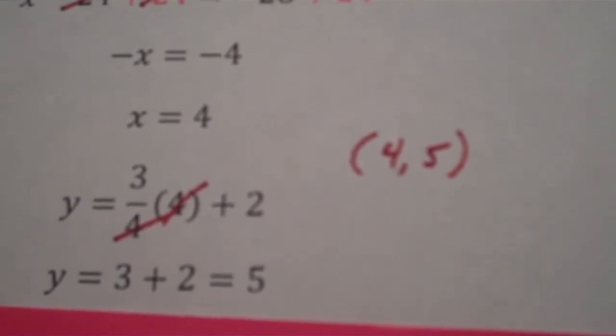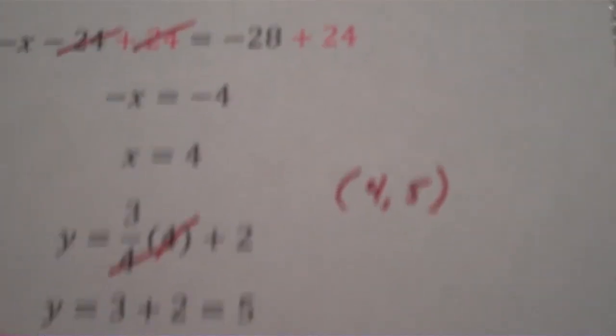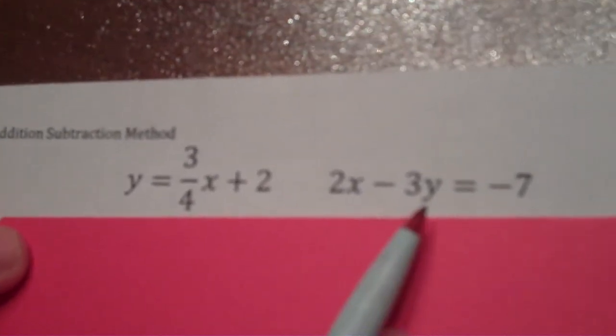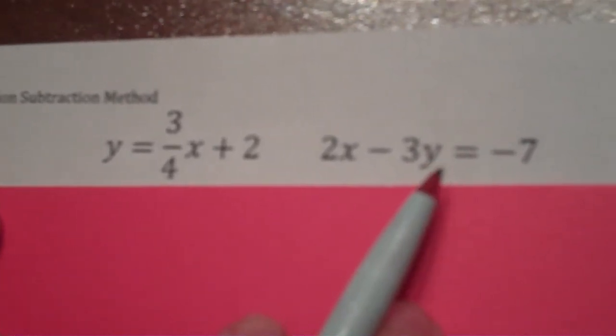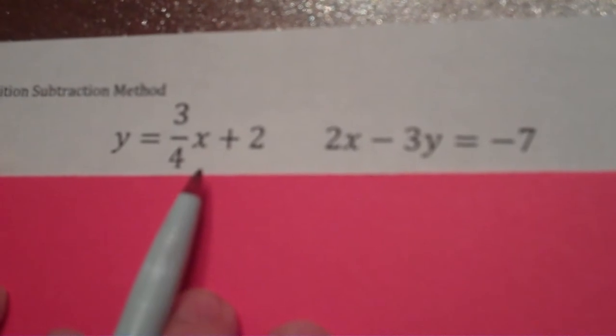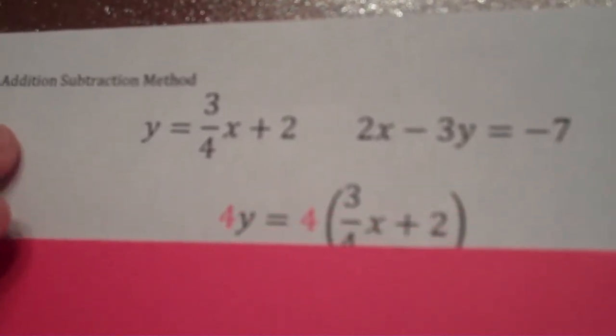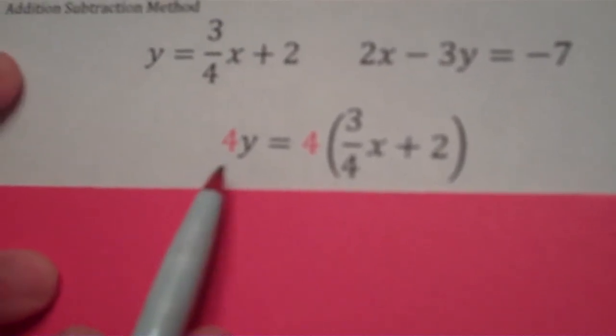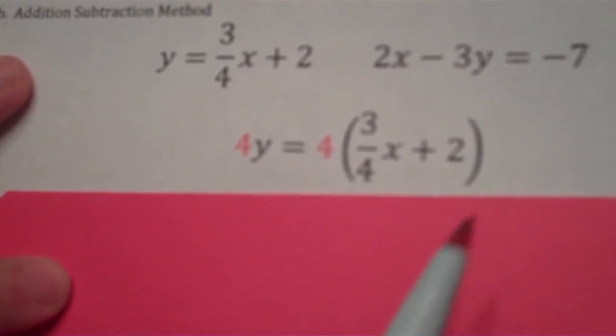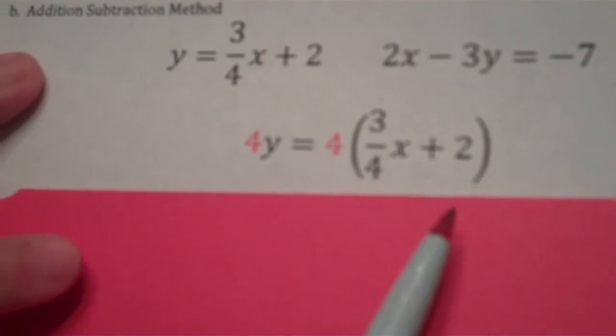Now finally, let's look at the addition-subtraction method. Once again, I'm going to work with the same equations. The one on the right is ready to go as far as the addition-subtraction method is concerned, but the one on the left needs some work. Let's first multiply through both sides of the equation by 4. Multiplying the left and right by 4 gives us the desired effect. It gets rid of that fraction.